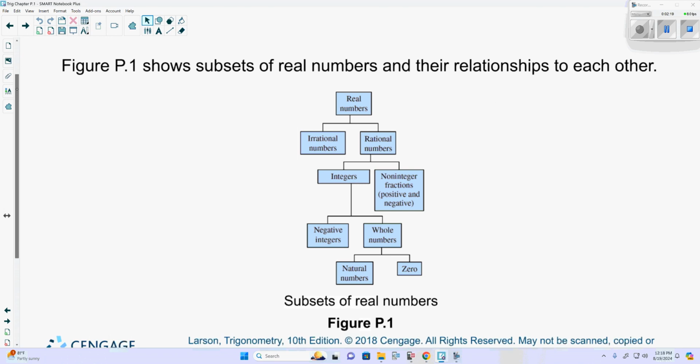And this is the breakdown of our overall system, because our real numbers comprise the irrational and rational. Within rational, we have integers and non-integers. Within integers, we have positive and negative, whole, natural and zero.